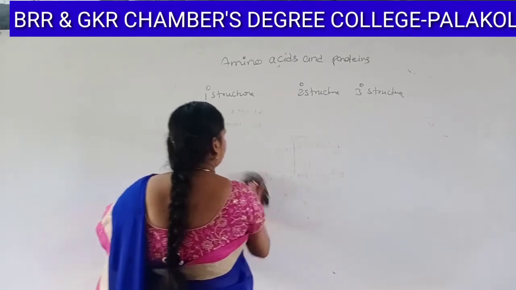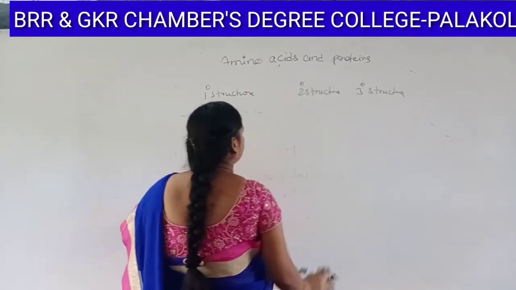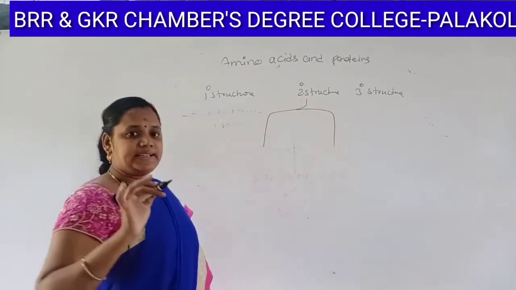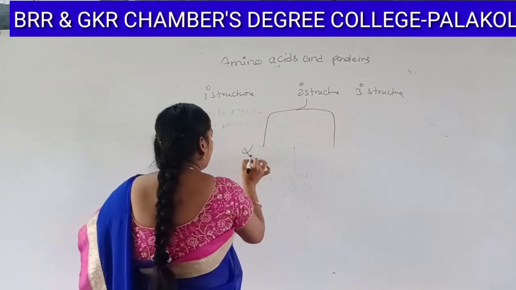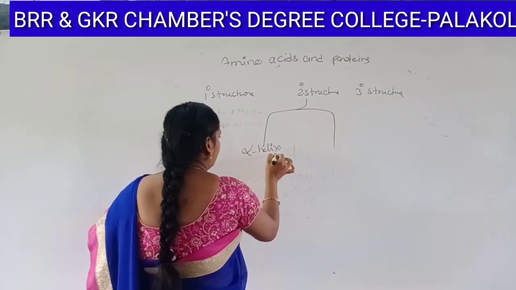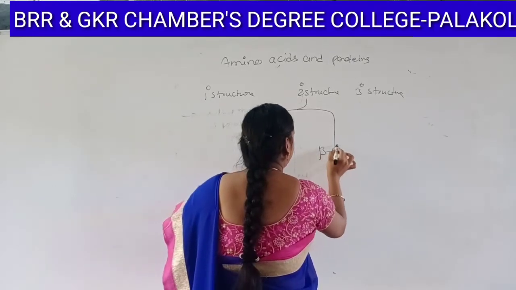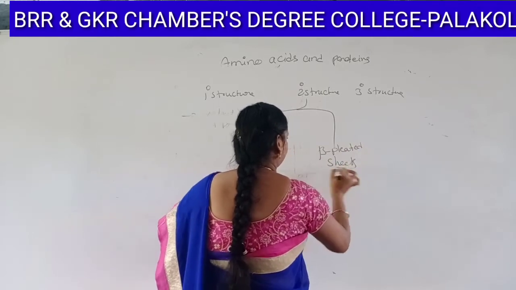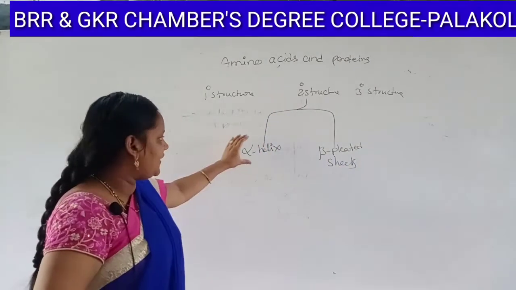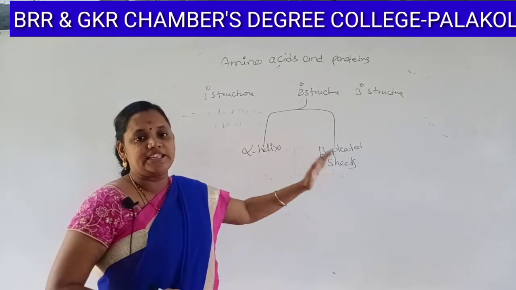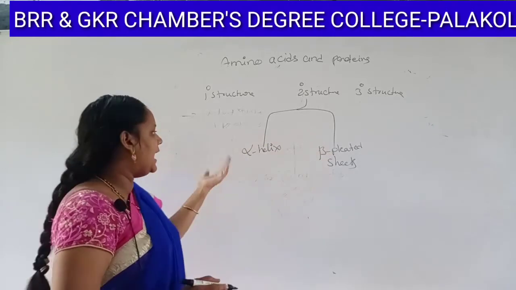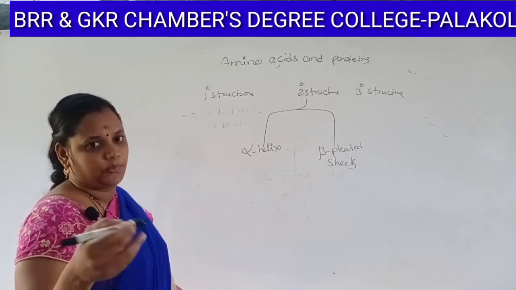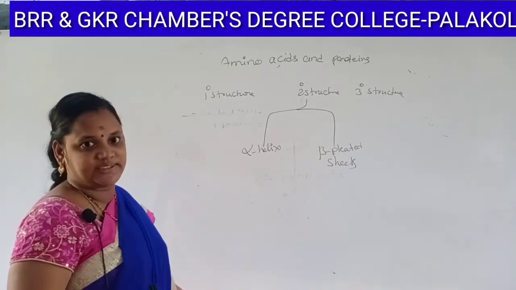Next, about secondary structure of proteins. Okay students, secondary structure of proteins contains two forms. One is alpha helix, the other one is beta pleated sheets. Alpha helix structure is a structure similar to a spiral. It has a spiral structure, students.